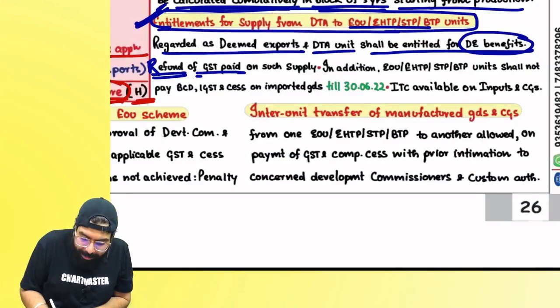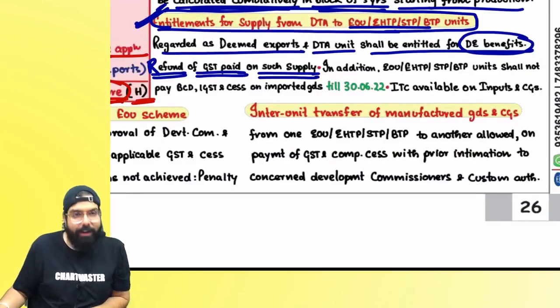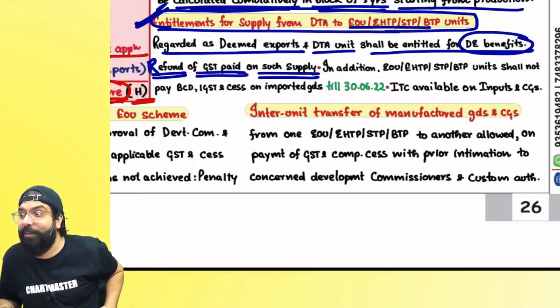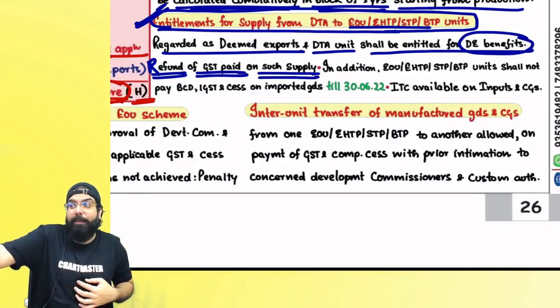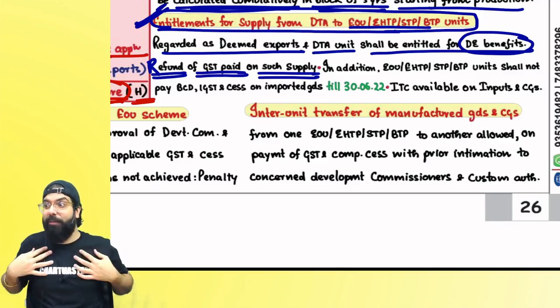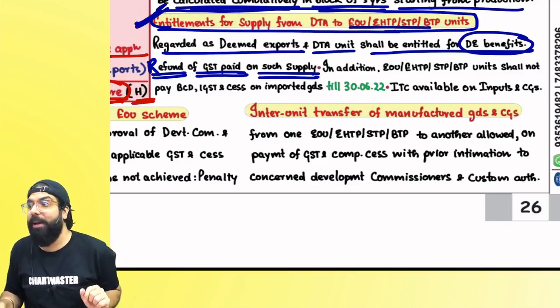Refund of GST paid on such supply also will be given. Whatever is the GST, it will be refunded. Deemed export refund is given under GST. So if I am supplying to a person which is deemed export, whatever GST I have paid, I will be able to claim a refund. Application within 2 years, RFD 01.